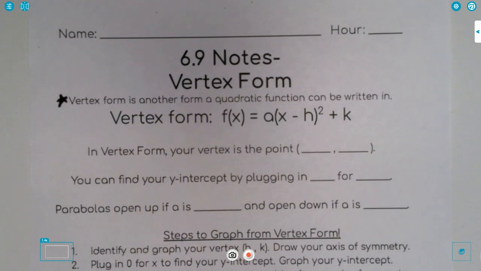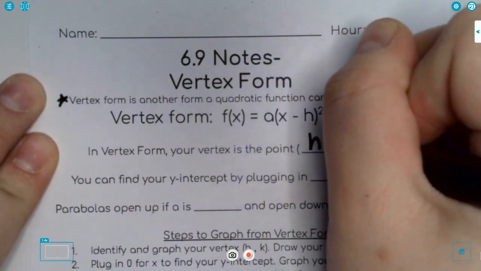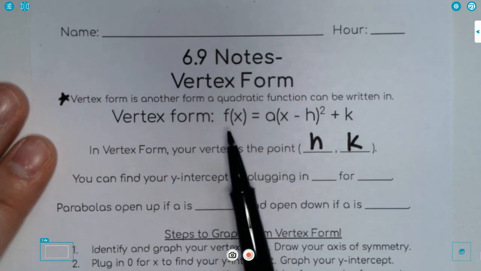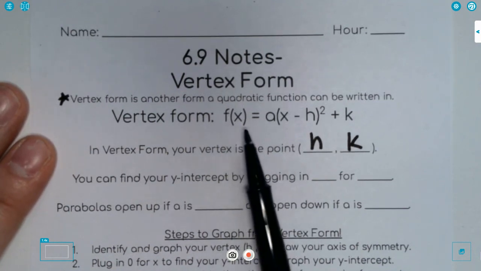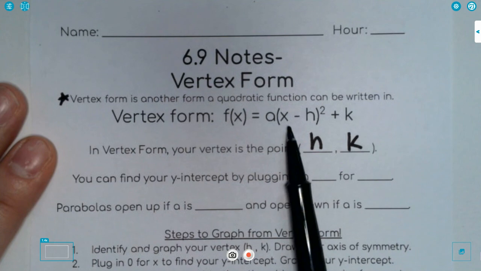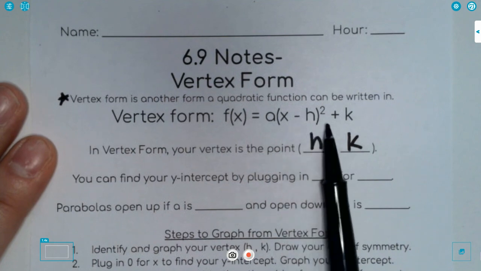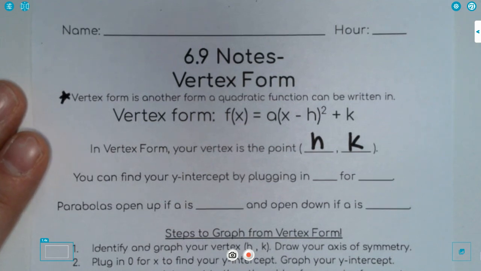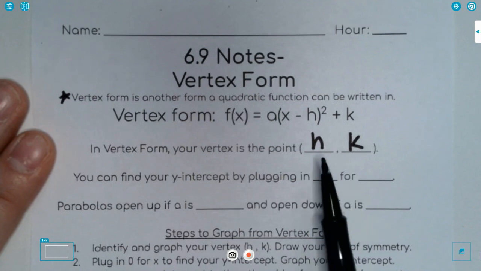Okay, so in vertex form, your vertex is the point h comma k. I guess I should have told you what vertex form is first. Vertex form is f of x equals a out front, but instead of just having x squared, we have x minus h squared plus k. So our vertex is the point h, k.